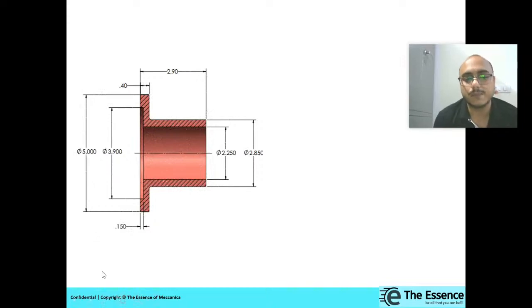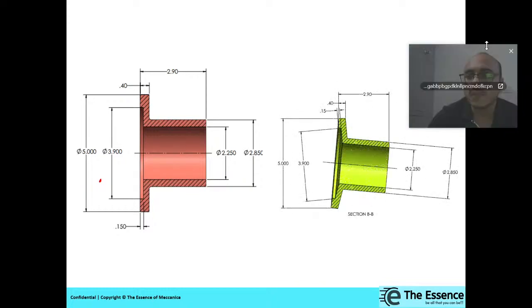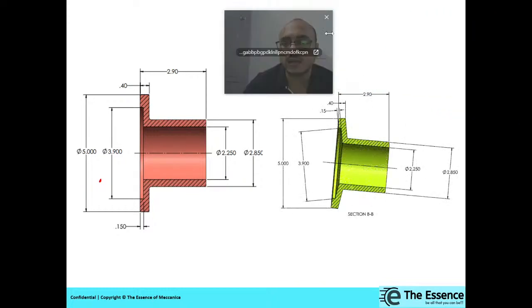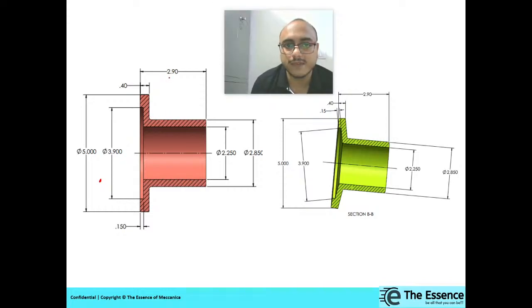What will he check? He will check with this drawing. He is going to check that component with this drawing. So the inspection person is inspecting this component. He will measure the length: 2.90, 0.40, 0.15, 0.40, 0.15, 3.900, 5.000, 2.25, 2.850.